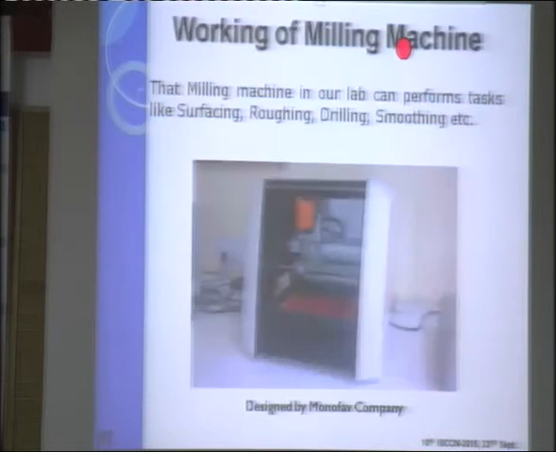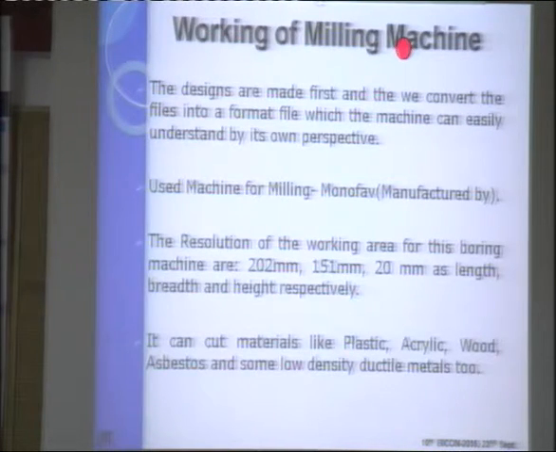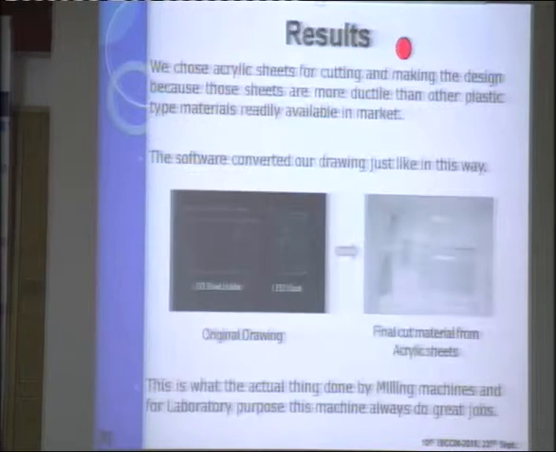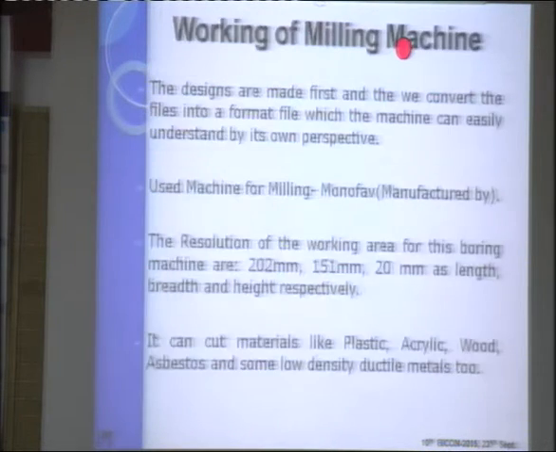In our lab, this is a milling machine designed by Monofab company. This is a cutting machine. Generally, it is for roughing, surfacing, and drilling or smoothing purposes. I want to tell you what surfacing is. We use acrylic sheets here, and acrylic sheets are not very smooth. We have to surface them with this cutter. This is a CNC drilling machine, roughing machine, or smoothing machine. We can also call it a surfacing machine. This can smoothen the whole acrylic sheet this way.